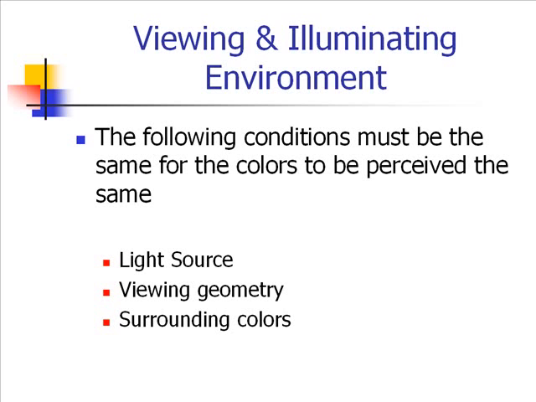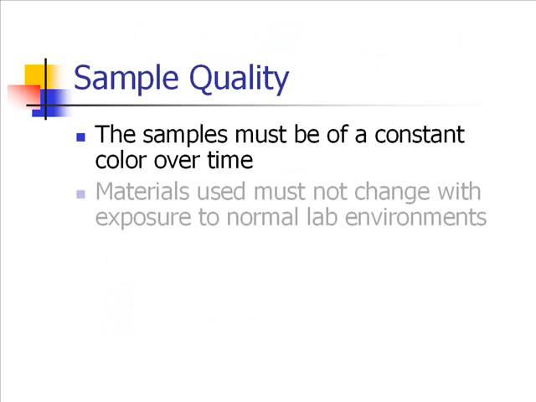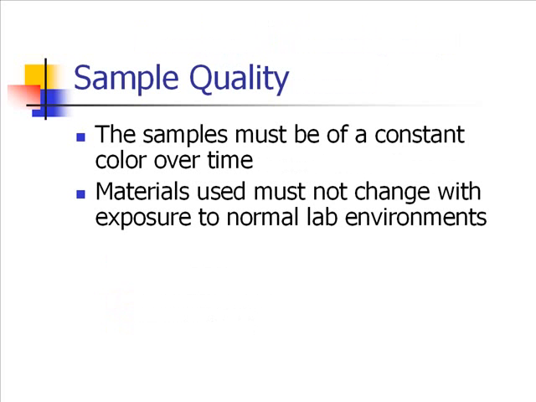Materials must not change with exposure to normal lab environments. Leave it out even just under the fluorescent light, sometimes that can affect it. Ideally, you want to put samples away in a file cabinet or somewhere where light doesn't reach it. Sometimes extremes in heat, cold to hot, hot to cold, can change the color.